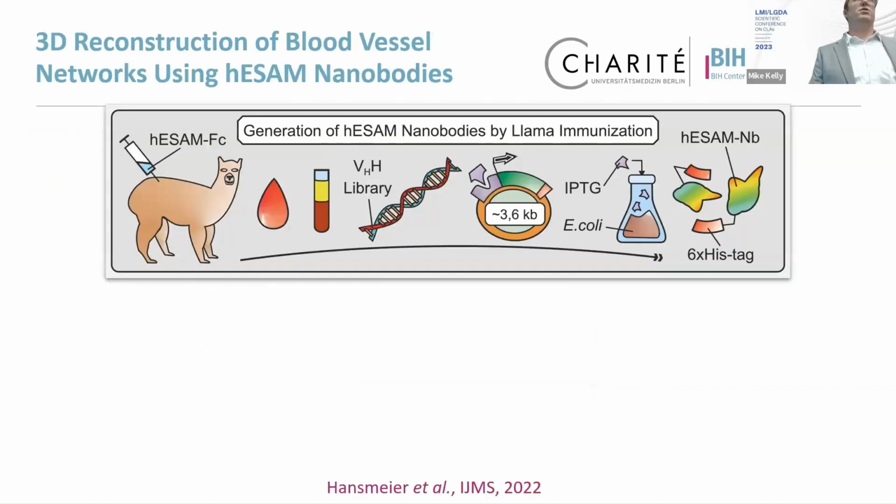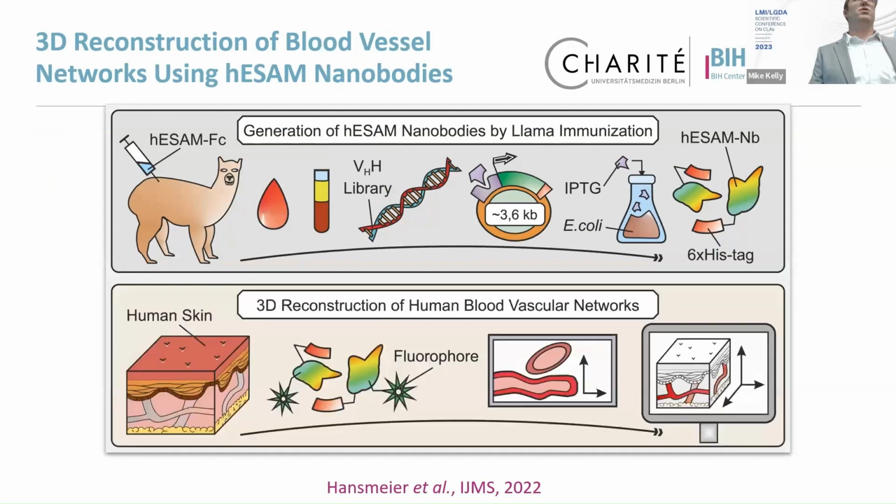So we immunize our llama, then we obtain some plasmids later on. On these plasmids, there is the DNA sequence of our nanobody. We can express it in E. coli, which is very cheap. We can then directly label our nanobodies using fluorophores and perform the staining and 3D visualization.